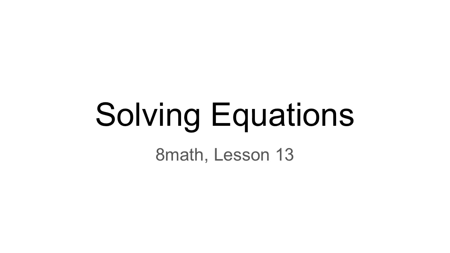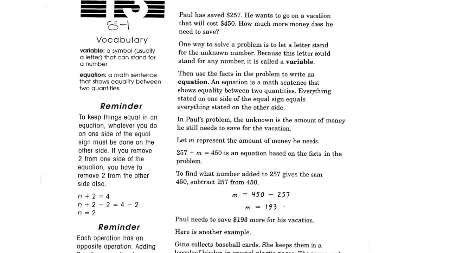All right, eighth grade, this is our lesson 13 on solving equations. We're going to be starting to solve some equations. We have some vocabulary. Now, our vocabulary: a variable is a symbol, usually a letter, that can stand for a number. An equation is a sentence that shows equality between two sides.